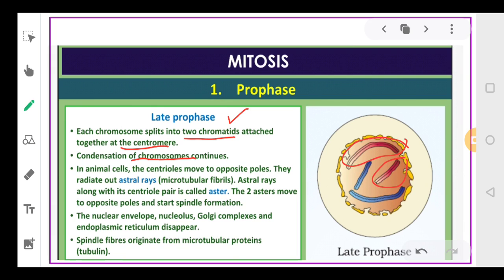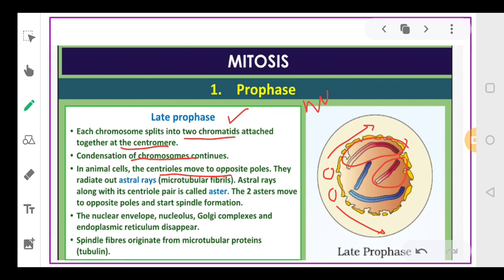Now basically in case of animal cells, what happens? The centrioles will move to opposite poles, right? You will find here the centrioles start moving to opposite poles. One will move to the north pole, another will move to the south pole, and they will start radiating the astral rays. Or microtubule formation will start. So the two asters along with the spindle fibers form the mitotic apparatus.